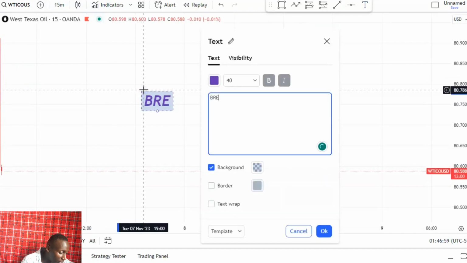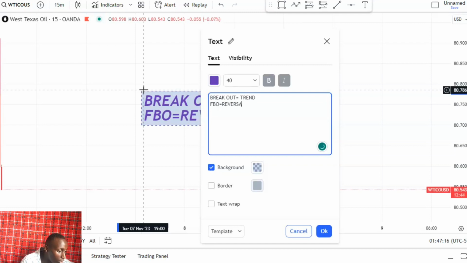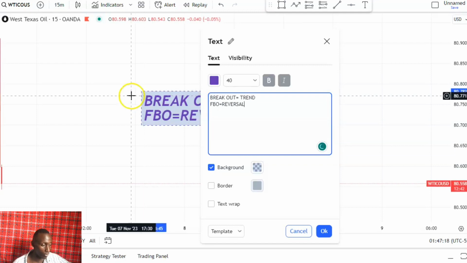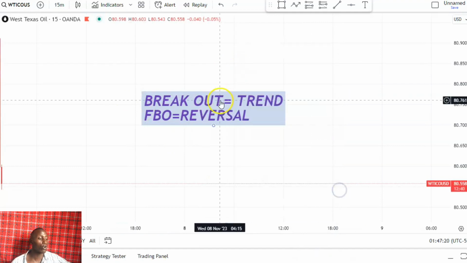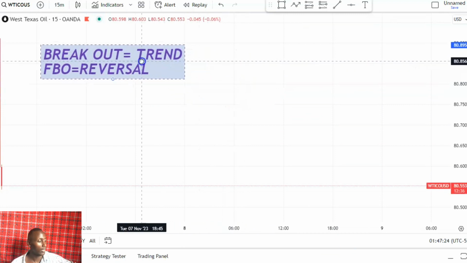If we have a breakout, that equals trend. If we have a failed breakout, that equals a reversal. Simple. So breakout, trend; failed breakout, reversal.